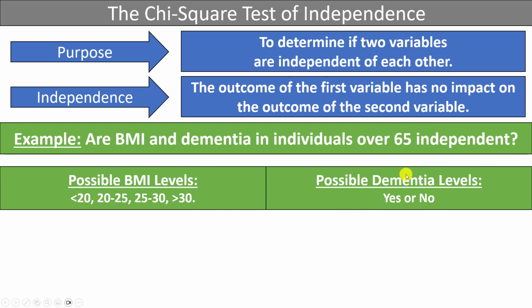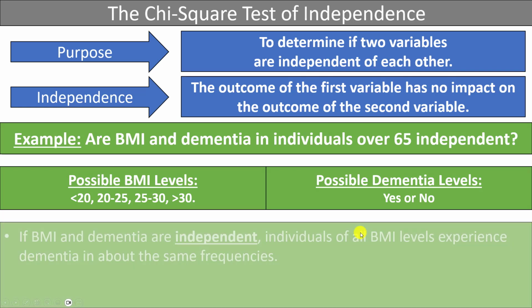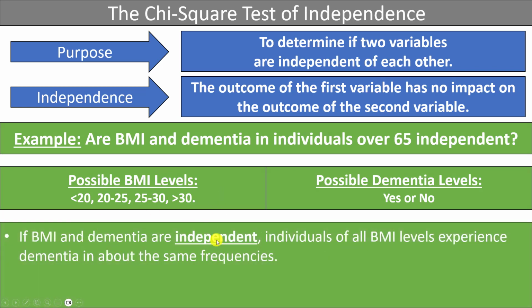So what would it mean for these variables to be independent or dependent? Well, if BMI and dementia were independent, that would mean that individuals of all BMI levels experience dementia in about the same frequencies. Right? So it doesn't really matter if you're part of the less than 20 or the greater than 30. It doesn't really matter which BMI classification you're in. That doesn't really make it any more or less likely for you to have dementia.